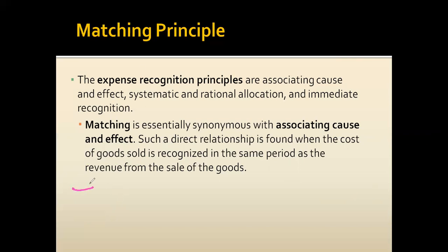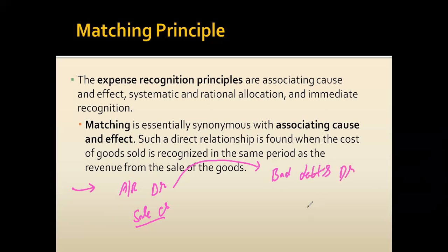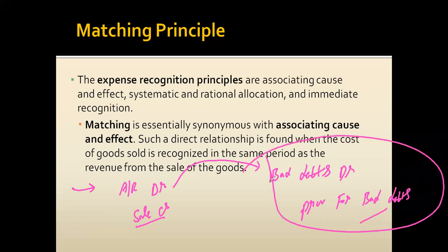Say you did the sale in this period. This is the accounting entry to record the sales: accounts receivable debit and sales credit. Any expected bad debts related to these credit sales we will record in the same period, as provision for bad debts. When you pass this accounting entry in the same period in which you recognize the revenue, you are following the matching concept.